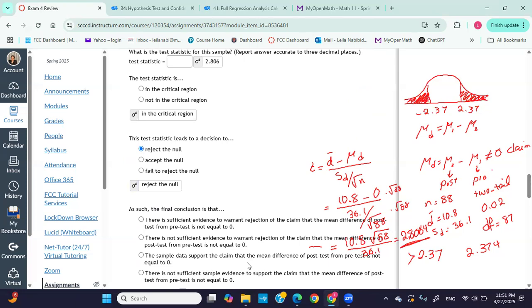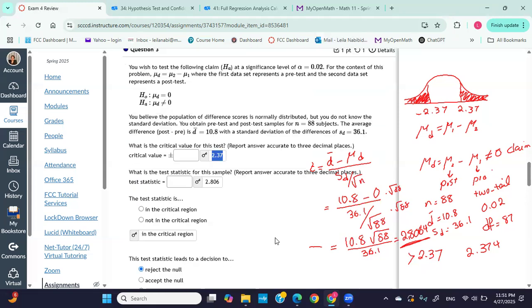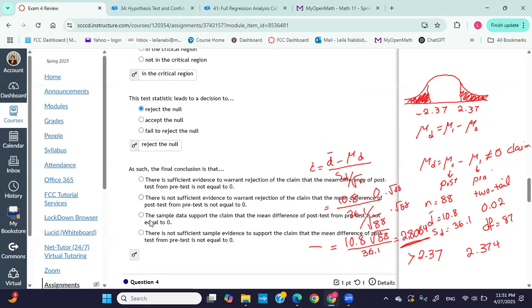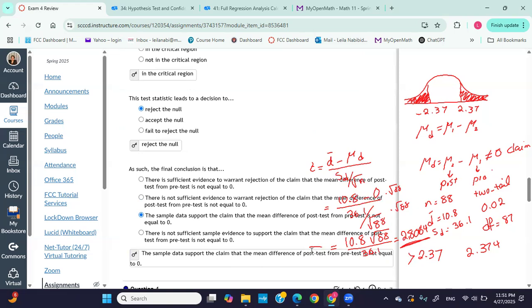You support the claim. Now, when you read these options for your conclusion, you say there is enough evidence to support the claim. Let's see which one has the word. There is sufficient evidence to warrant rejection of the claim. No, we're not rejecting the claim. There is not sufficient evidence to reject the claim. There is not sufficient sample to support the claim. So let me just make sure that the claim is on the alternative. Yes, not equal to. So the sample data support the claim that the mean difference of the post-test from the pre-test is not equal to 0. It should be this one. Yes, that's correct. Okay. Let me just erase this and move on to the next question.